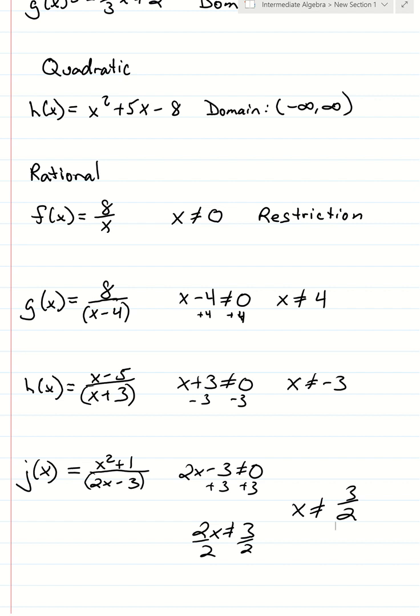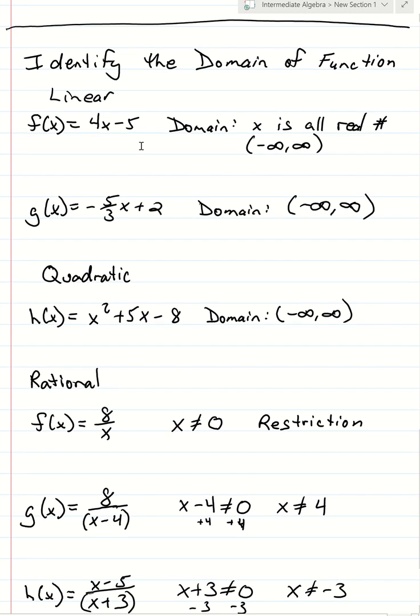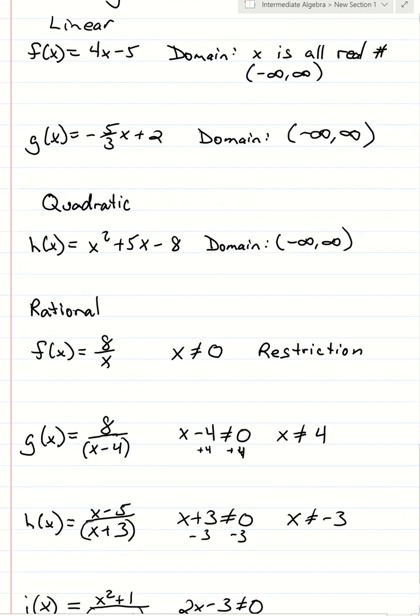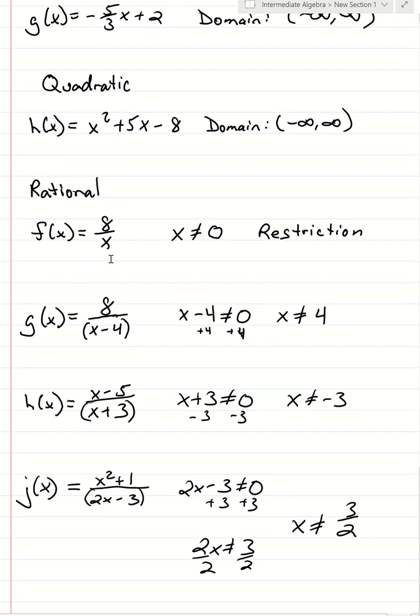Okay? So you can either tell me what x is, as we demonstrated with these linear and quadratic functions. Here you're telling me that x is all real numbers, that there are no restrictions. Or as we see with these rational functions, when you have a rational function, you do have certain restrictions on what x can be. All right, so you have to be careful of that.